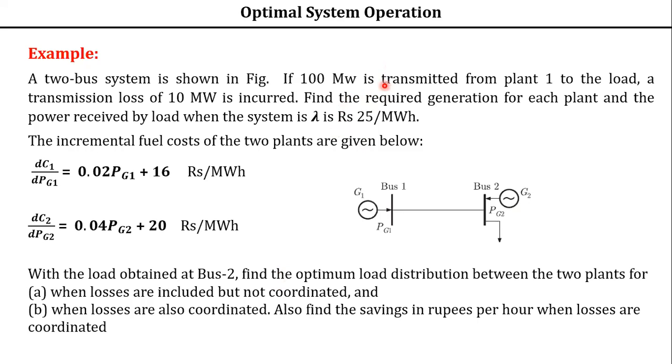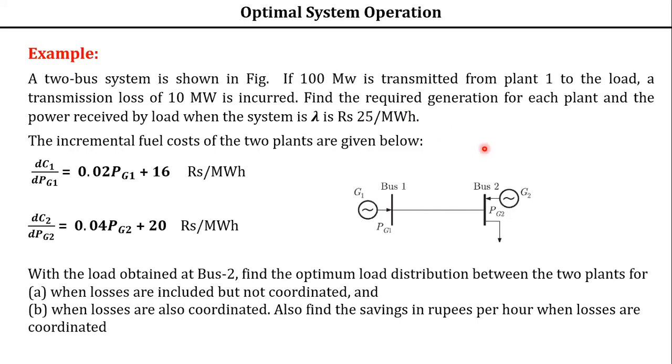Fine, hope you understood this. So first question, let us focus. Later we will focus on case A and case B. The main question is to find the required generation: what is PG1, what is PG2, understood? And what is the power received by this load, when the incremental cost is rupees 25 per megawatt hour.